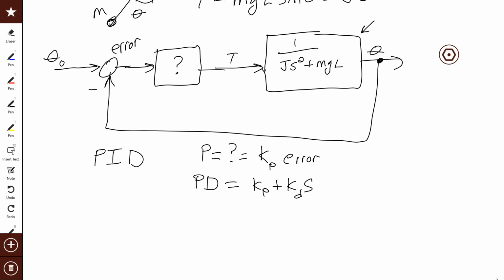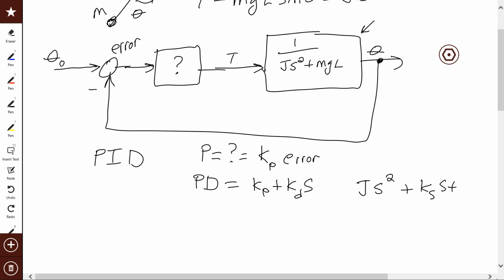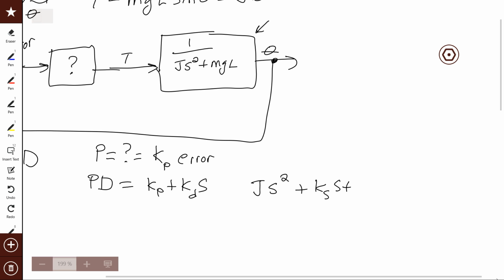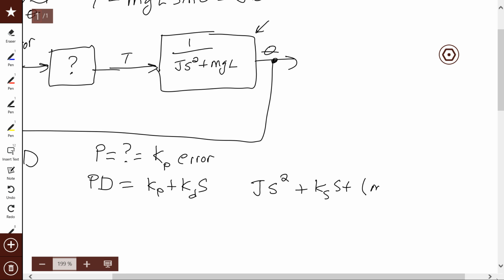What happens to the KD? What happens to the denominator term? Remember? Comes in something like this. It's JS squared plus KDS, plus, I believe it's MGL plus KP.